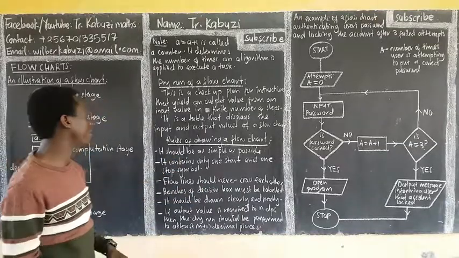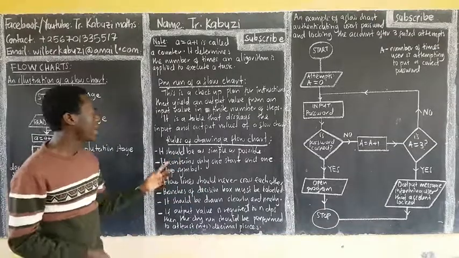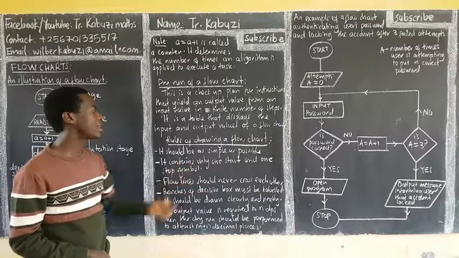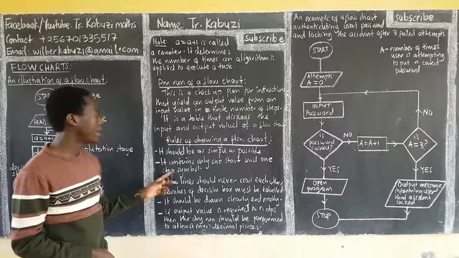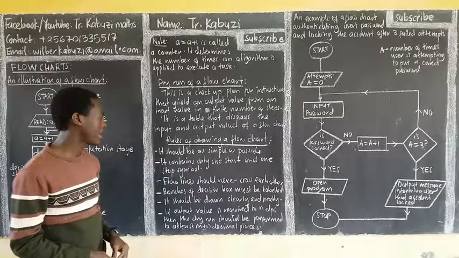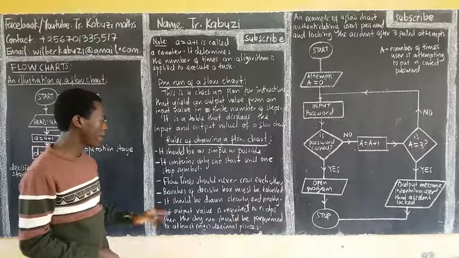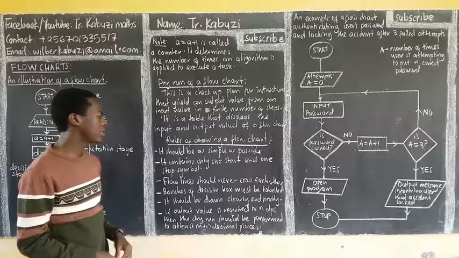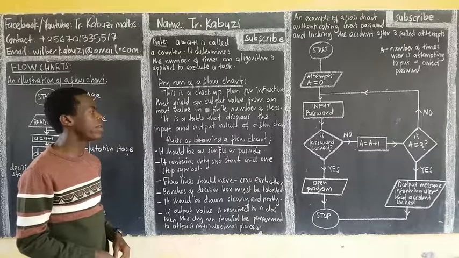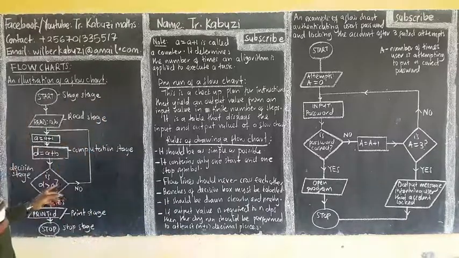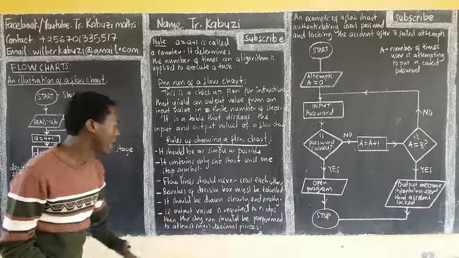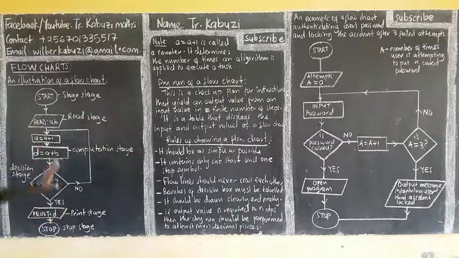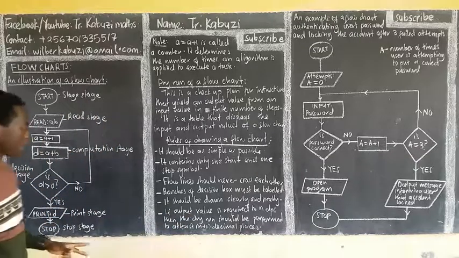Everything we put in and output, we are going to display in that flowchart as we shall see. Rules of drawing a flowchart, these are the basics we follow. It should be as simple as possible. It contains only one start and one stop symbol. Flow lines should never cross each other. Branches of the decision box must be labeled like this. You see the branches, this one and this one. They should be labeled. It should be drawn clearly and neatly. As you see, it's very clear and very neat.